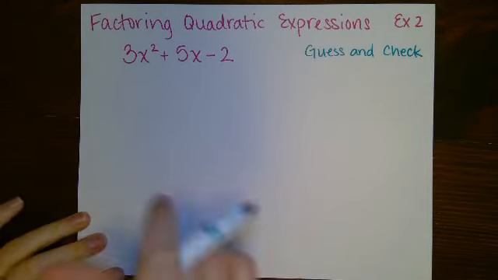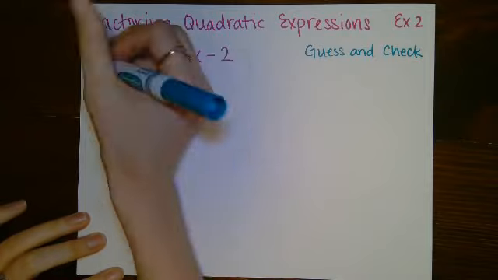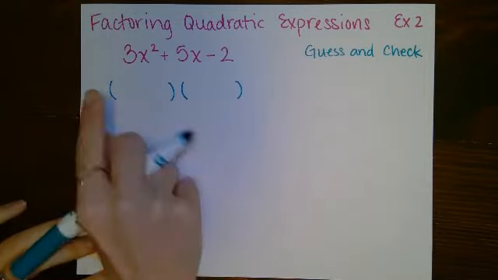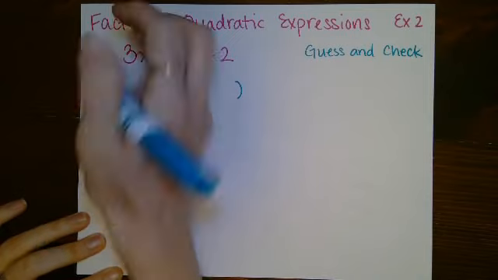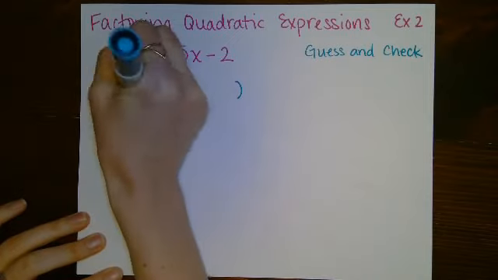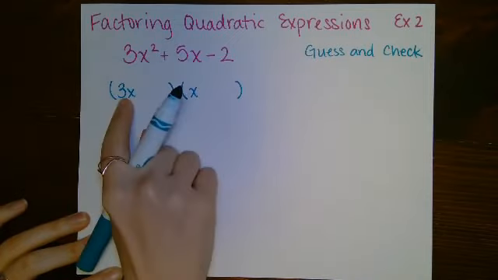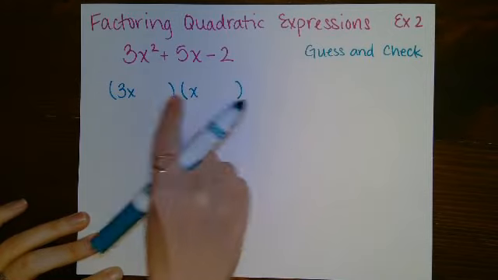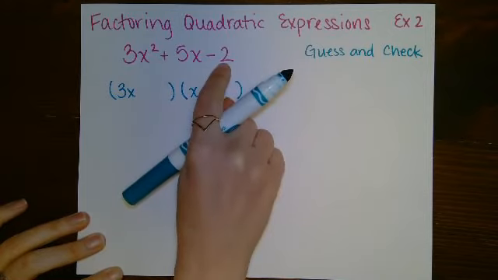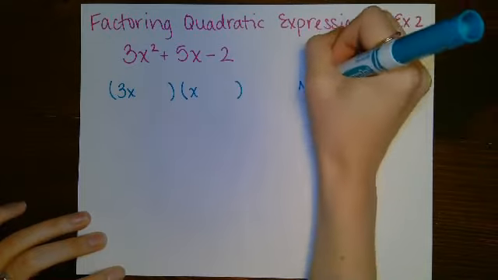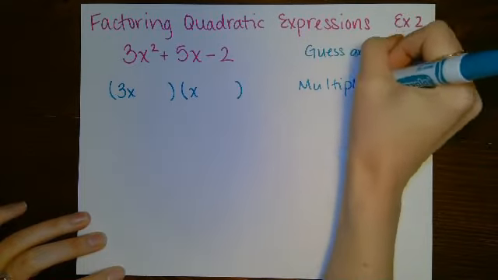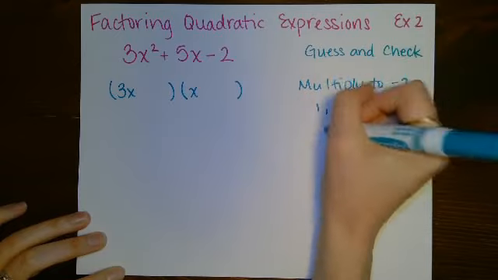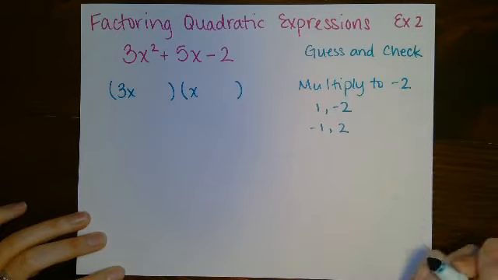Just like before, we know that since this is a quadratic, it's going to be the product of two linear expressions. We also know that the first two terms here and here are going to multiply to 3x squared. In this situation, the only options are 3x and x. And then we know that these two terms here and here are going to multiply to negative 2. Things need to multiply to negative 2. We have a few options. Could be 1 and negative 2. Could be negative 1 and 2.